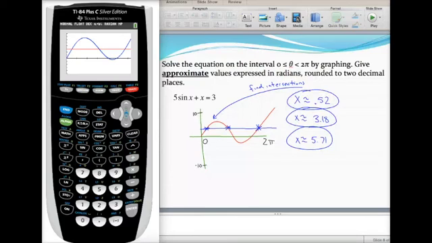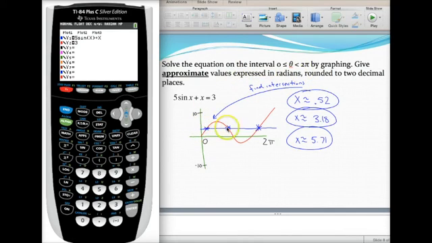Some trig equations can be very difficult to solve by hand or algebraically, and so in these cases it's often easy to get approximate solutions just by graphing your equation and looking for intersections. And so here we have a trig equation that we want to solve by graphing, and so what I've done is I've gone ahead and gone into y equals, and I've typed in each side of my equation as y1 and y2. And then I'm going to go ahead and graph this and see where these lines and curves intersect.